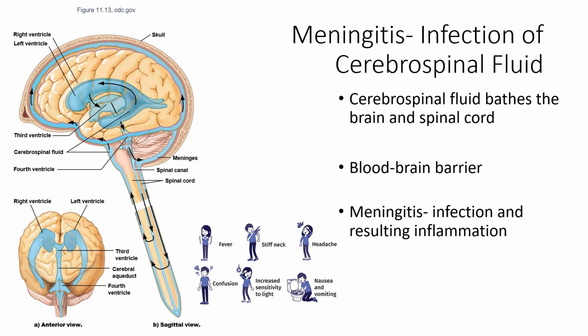Now, of course, this fluid can be infected, just like blood can be infected, and we have this infection and inflammation, which will cause a fever, it's like an infection, a stiff neck, well, you look where it is, a headache, also look where it is, confusion, it's affecting your brain, increased sensitivity to light, nausea, and vomiting. These symptoms should be addressed immediately because meningitis can be a severe and sometimes even lethal infection.